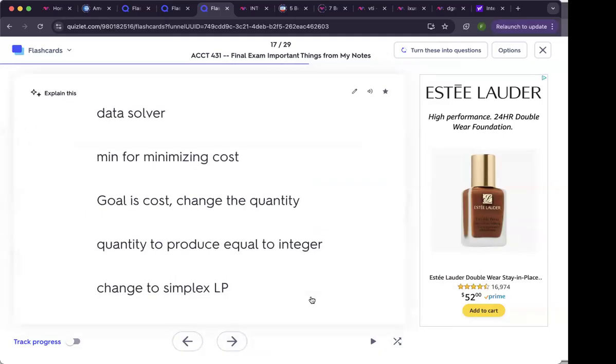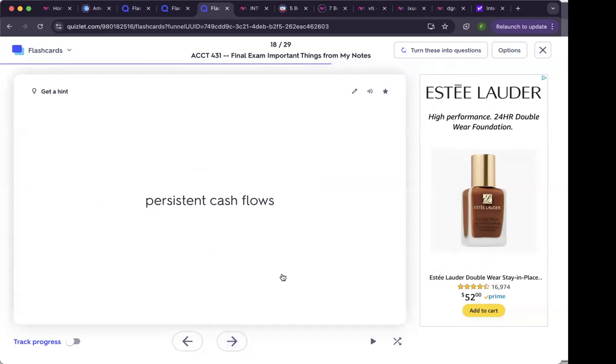Similarly, minimizing cost is basically the same thing, except you hit the min button because it normally just automatically does max. All right, so moving on.